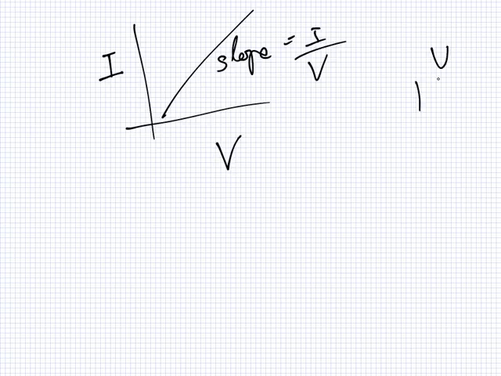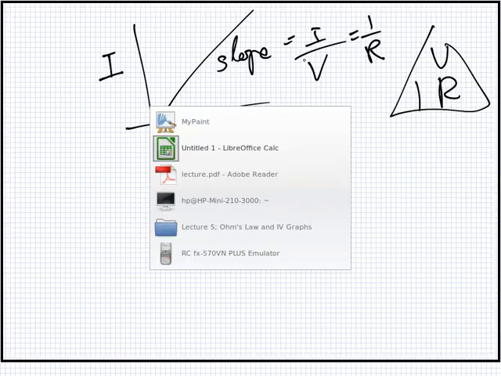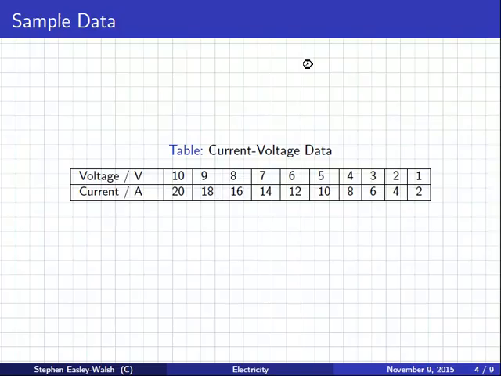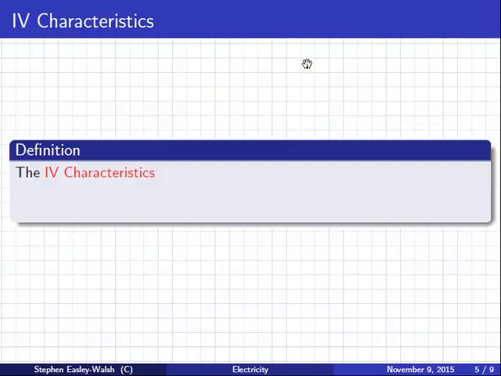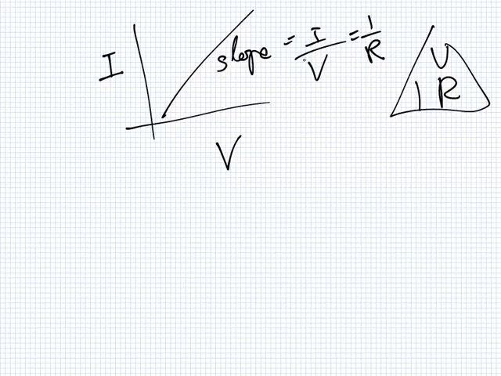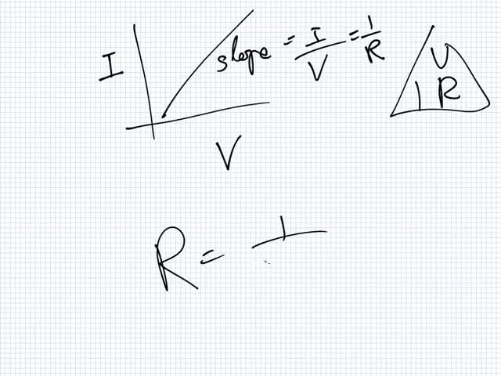Now, if you think about your triangle, what's resistance? V over I. So the slope is 1 over R. That is worth noting. Please note that the slope of this graph, so you could say the resistance is 1 over the slope. Extremely important.